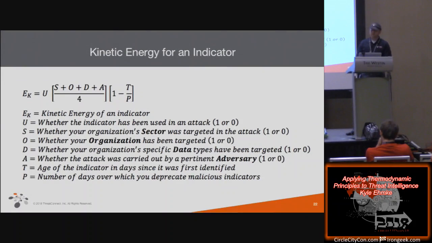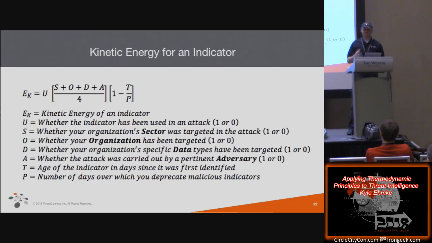So when we throw all of those variables against the wall, here's kind of what sticks. This is our equation for evaluating the kinetic energy of an indicator. U is whether the indicator has been used in an attack. S is whether your organization's sector was targeted. O, whether your organization was specifically targeted. D, whether your organization's specific data types, like PMI, were targeted. And A, whether the attack was carried out by an adversary that is pertinent to your organization.